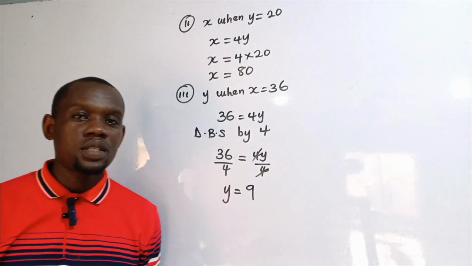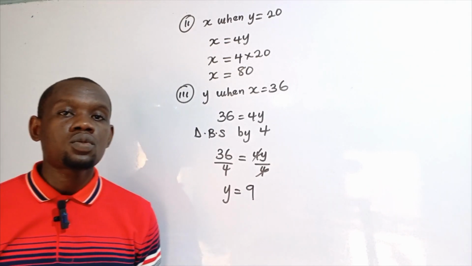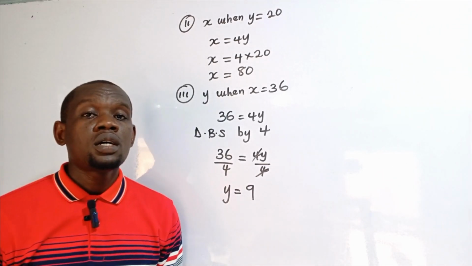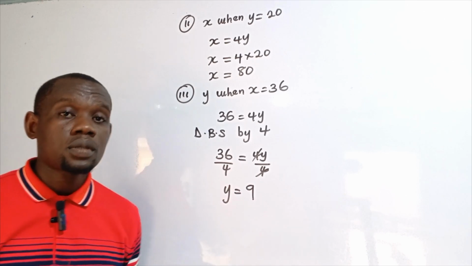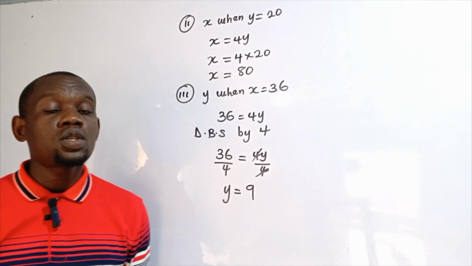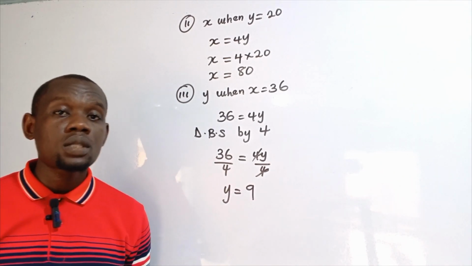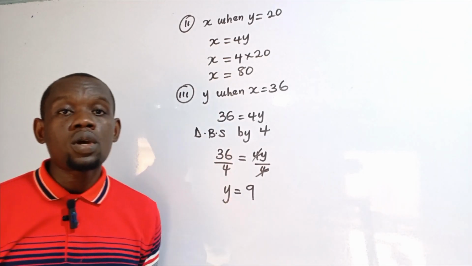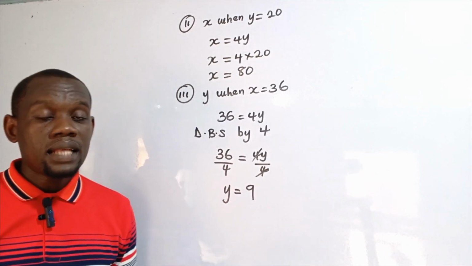So you see that it is very simple. It is not a big deal. So anytime a question is given to you on direct variation or any form of variation, whether you are asked to establish the relationship or not, the first thing you need to do is get the relationship that exists between the variables in that question, and that will go a long way to help you to answer any other question that is attached to it.